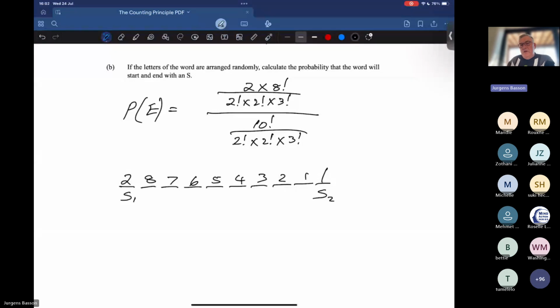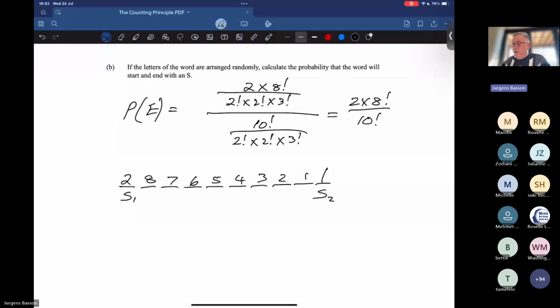Now, if you look at this, and I've got this fraction over a fraction, and you agree with me, we normally tip in times, then this denominator and that denominator will cancel. So it means we will be left with 2 times 8 factorial over 10 factorial. And we just work that out. And that is why I kept those S's as different.